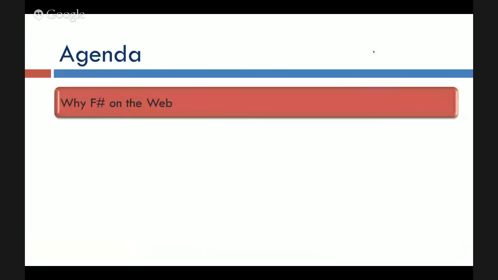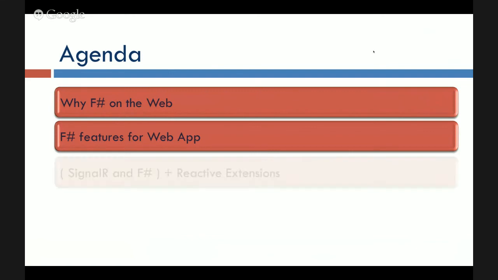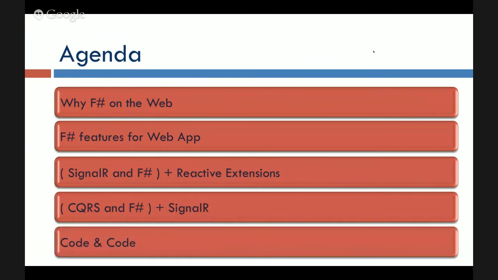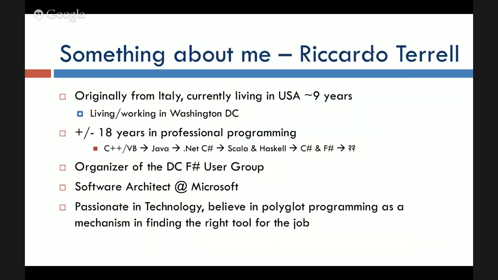So, the agenda for today: I will discuss a bit why you want to use a language like F#, or functional languages, on the web. I will discuss the F# features that I used to build a web application, and then the combination of technologies such as SignalR and F# with Reactive Extensions, and also leveraging patterns such as CQRS in your web application. And of course, we're going to jump into a code sample. I like to keep the slides to 30 minutes top, and then move into a demo and review the code altogether.